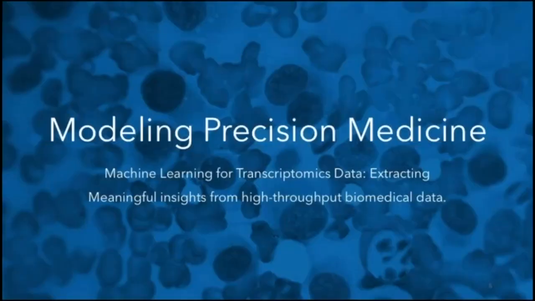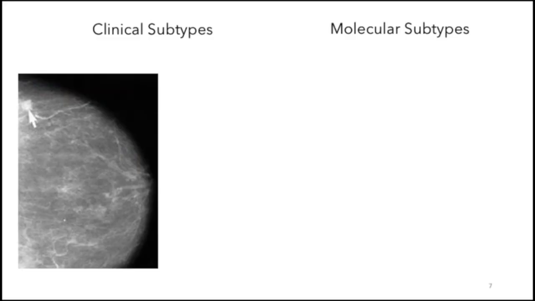The type of data that we will be using today is around modeling of precision medicine. So basically we'll use a cell line data set that was used to investigate breast cancer and response to treatment. So why are we looking at this data set? We have multiple types of clinical subtypes of cancer. For example, this is a mammogram. You can see here this white area, and that supposedly is a tumor.